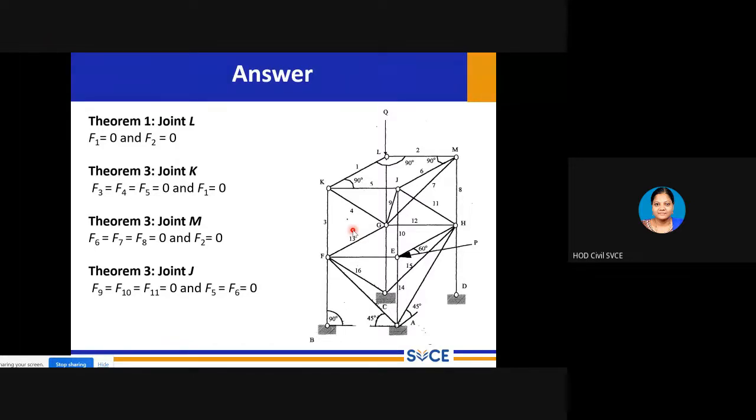Okay, so any doubts you have in the tension coefficient method, is it clear? Yes. So any doubts you have? If there are no doubts, we can just close the session. Any doubts or clarification? Yes. Over to Ruby, madam.